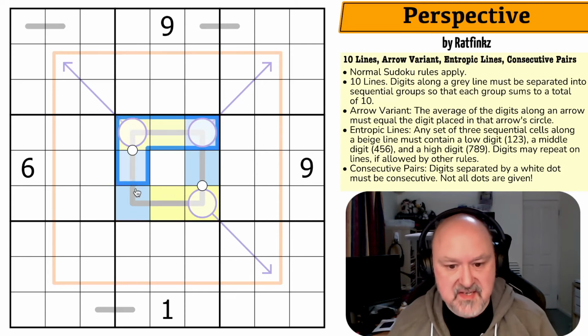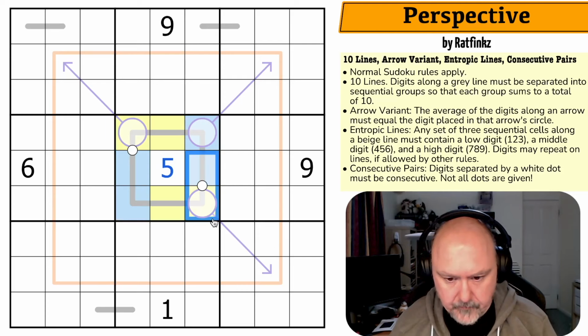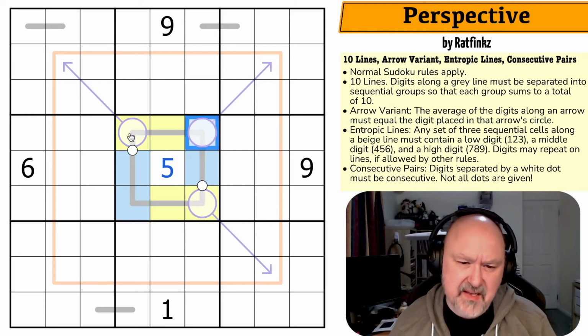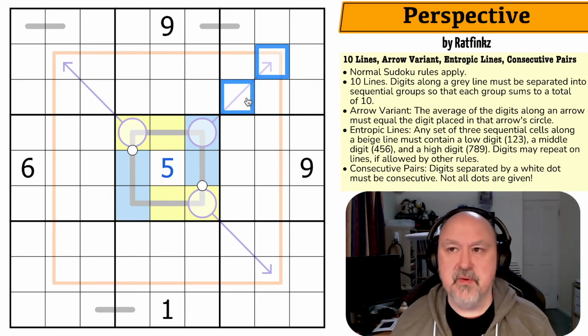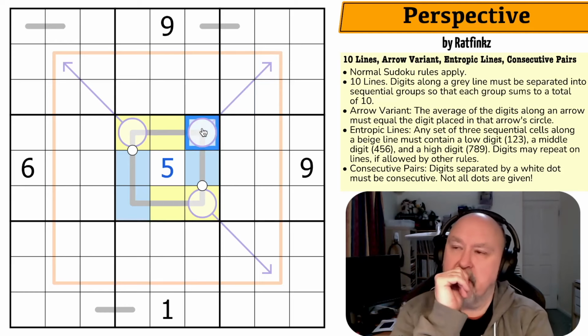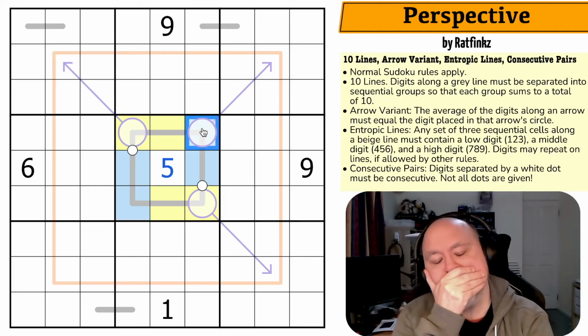But I also know that this sums to 40. So this is a 5. So, can I do anything with these arrows? The minimum these could be would be 1 and 2. These are an average. Those are an average. This is a bit weird.